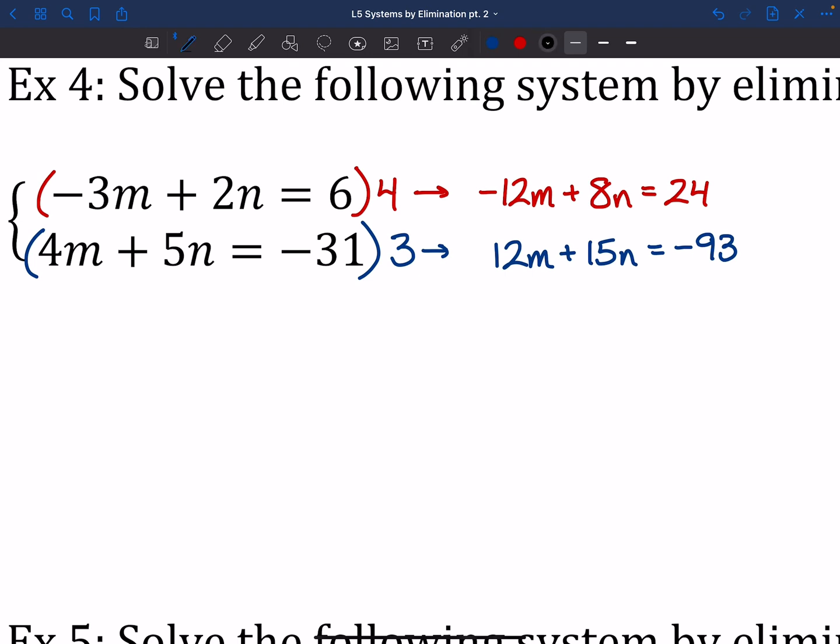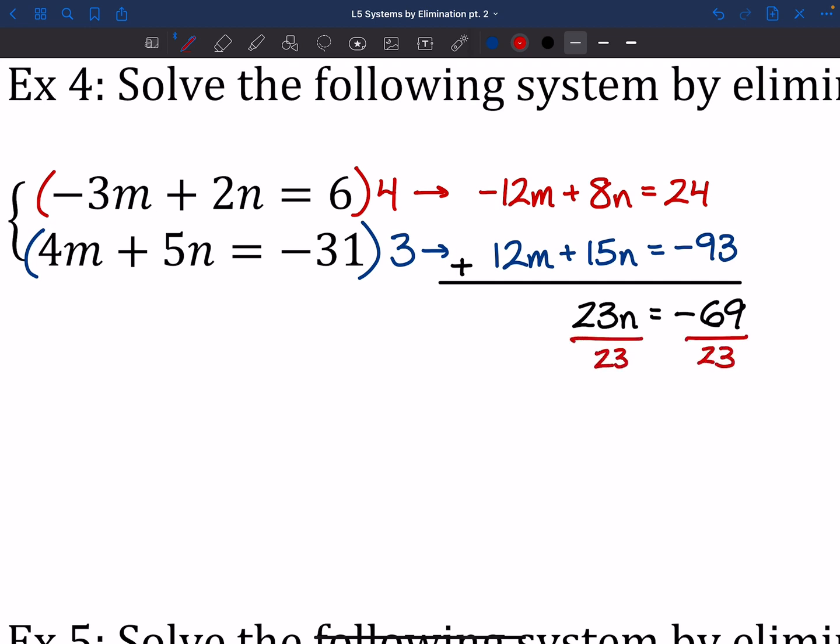All right, so again, because those m's have opposite coefficients, I can just add these together. Save myself a little bit of headache. So those m's are going to cancel, which is what we were hoping for. That's what we were focused on. As far as the n's go, 8 plus 15 will give us 23 n's. And then last but not least, those numbers, 24 plus negative 93 is going to give us negative 69. After that, we got to get rid of that 23 so we can get n all by itself. That's going to tell me that n is equal to negative 3.